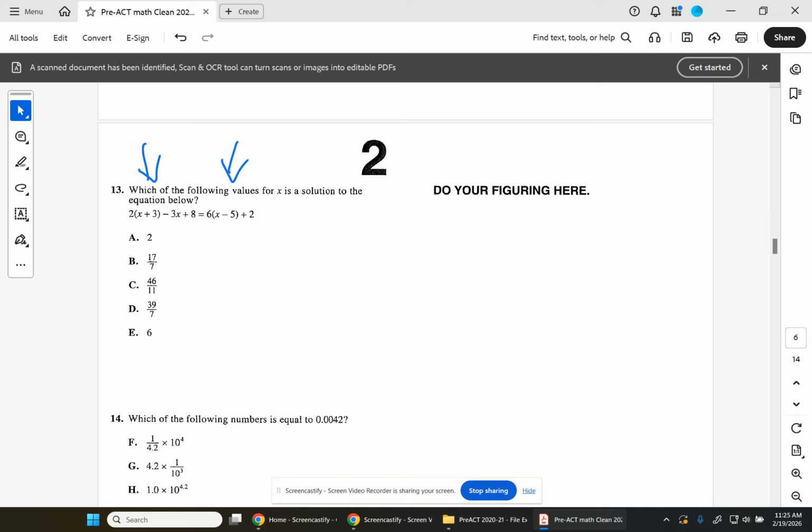The first thing that I like to do is just go ahead and, I don't know if I want to plug in these because they're fractions, but there's 2. Let's just do 2 real quick. So I'm going to do this: 2 plus 3 minus 3 times 2 plus 8, and then that would equal 6 over 2 minus 5 plus 2. Again, this is where we were talking earlier about steps. When we use steps, sometimes we mess up. But here is our PEMDAS rule, right?